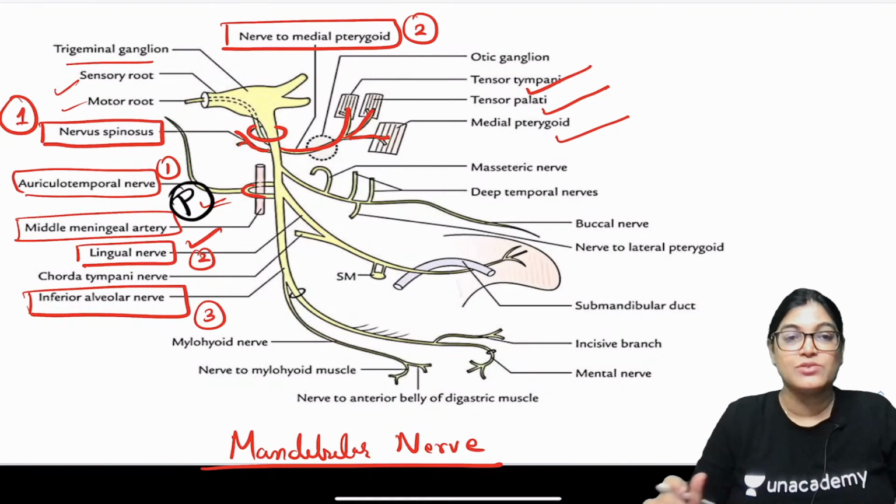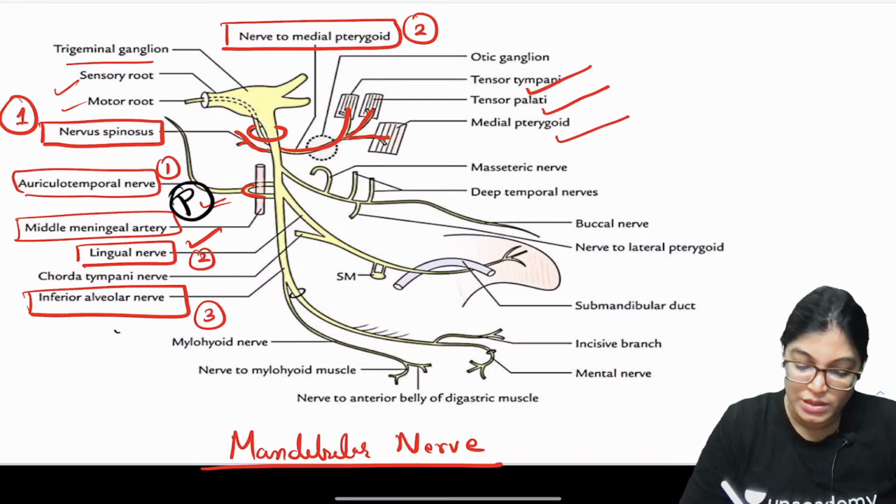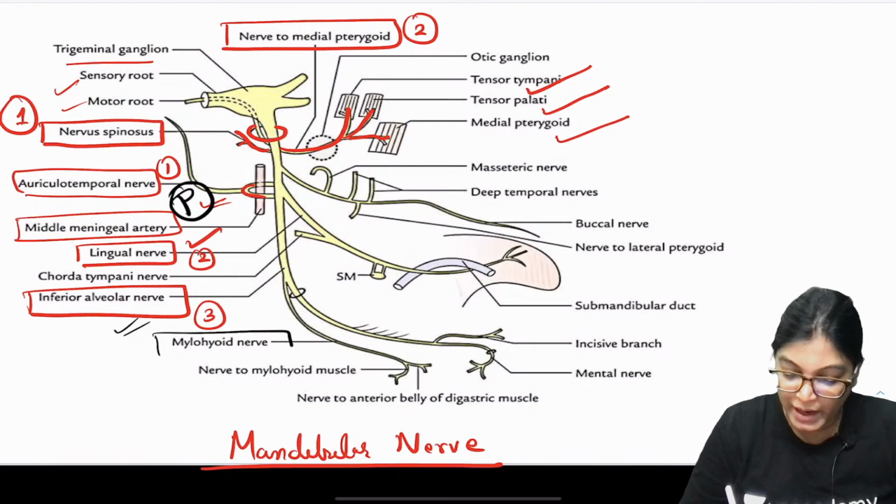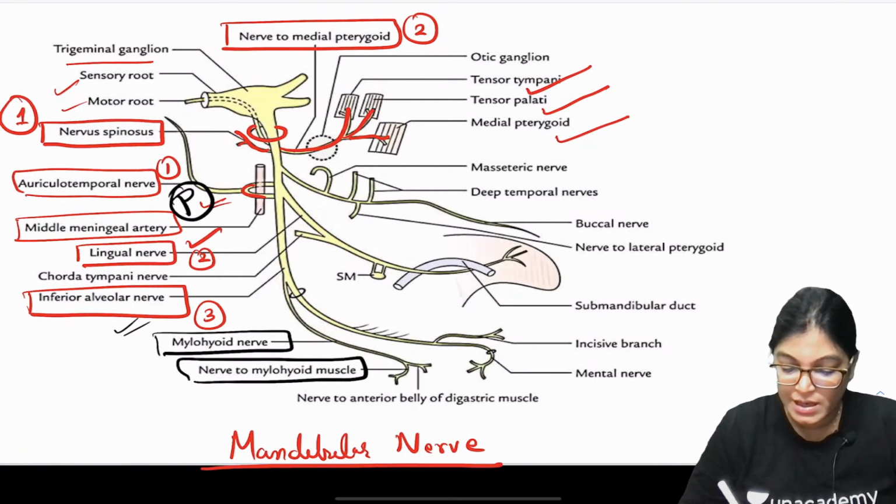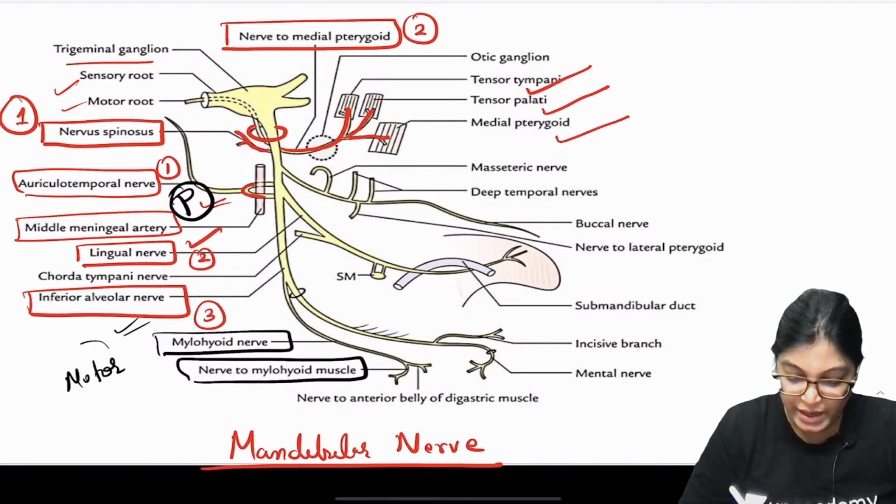So basically it is sensory, but inferior alveolar nerve will also give one motor branch, mylohyoid nerve, nerve to mylohyoid muscle. So this is the motor branch of inferior alveolar nerve.